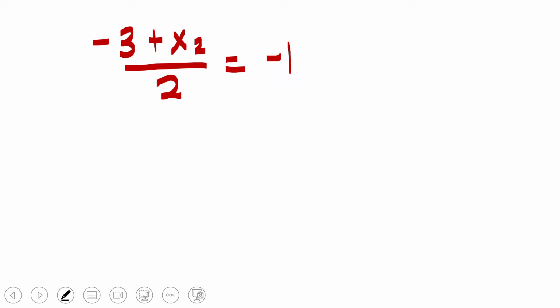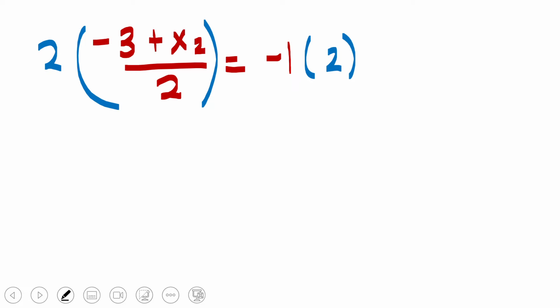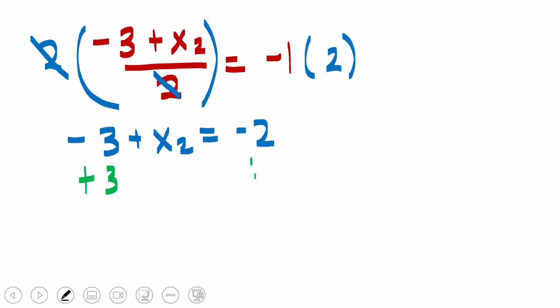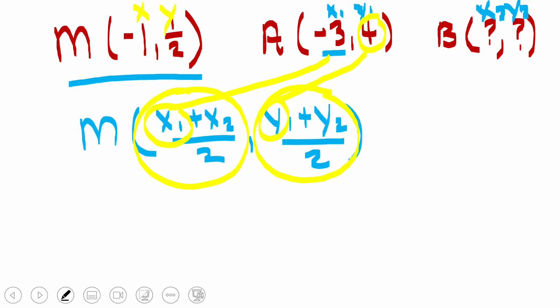To solve, we need to get rid of the 2 in our denominator. It's divided, so we'll multiply by 2 on both sides. The 2 goes away, and we're left with -3 + x subscript 2 = -2. Now we're going to add 3 to both sides, and we've solved for x subscript 2, which equals 1. So our x subscript 2 is 1.